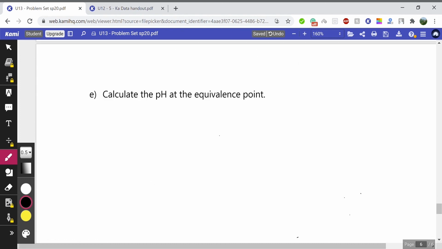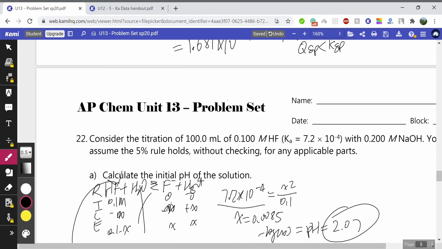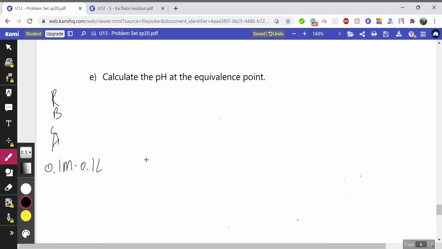Okay, let's calculate the pH at equivalence point. Let's use M1V1 to quickly find the equivalence point. M1V1 is 0.1 molar times 0.1 liters in the beginning, and that is equal to 0.2 molar of OH minus times X liters.